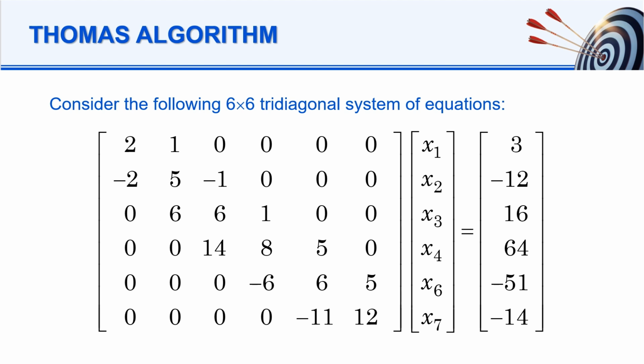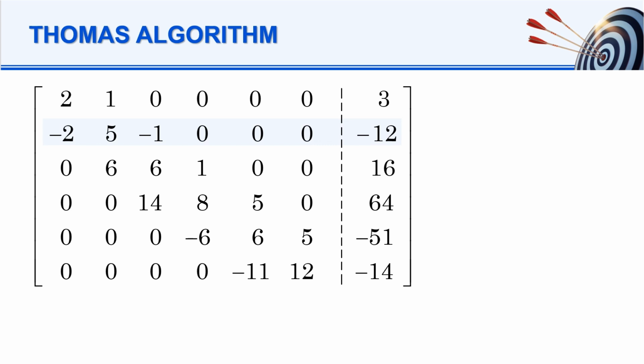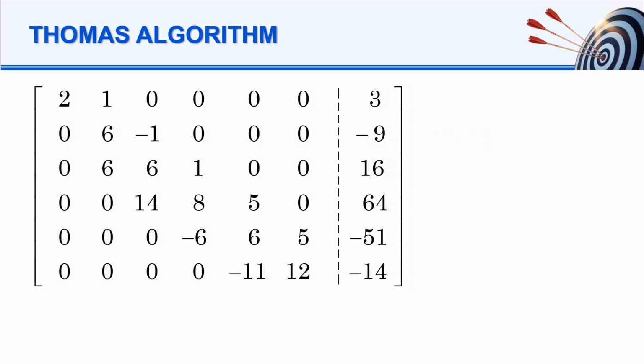Consider the following 6x6 tridiagonal system of equations. We first set up the augmented matrix, and we wish to zero out the -2 in the second row of the first column. We can achieve this by adding the first row to the second row. While creating a 0 in the second row first column, the diagonal and the right-hand side elements are updated accordingly.